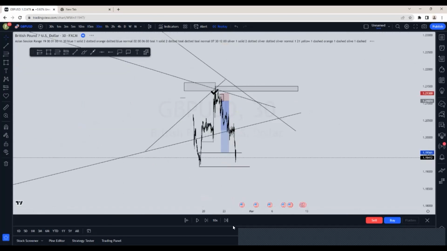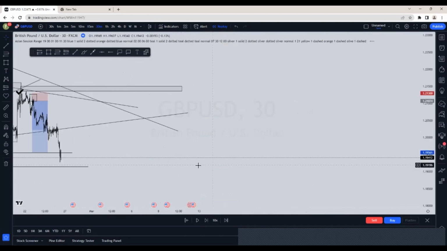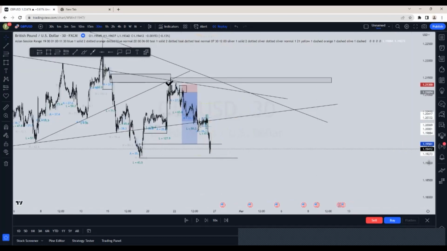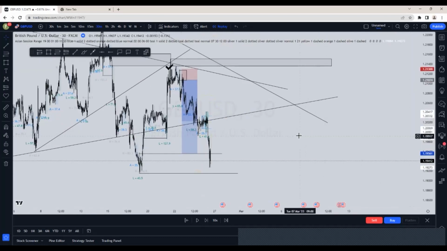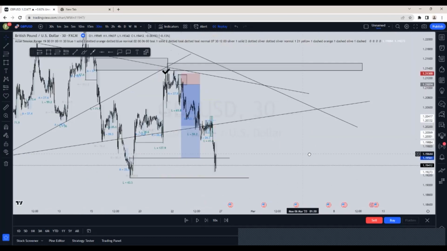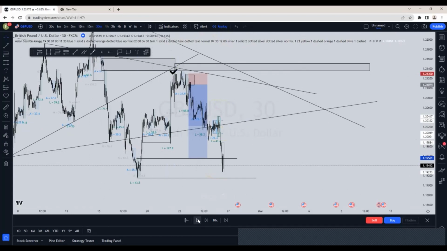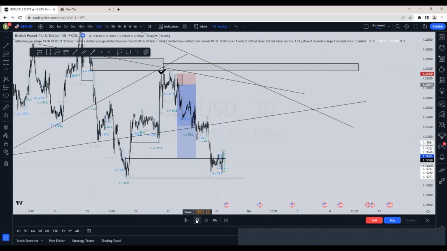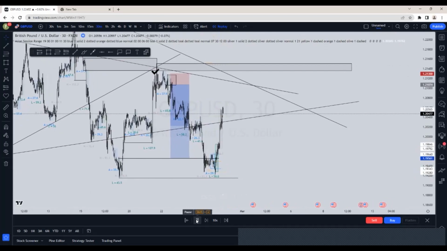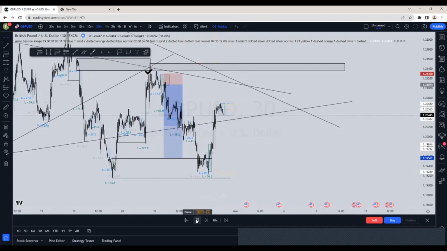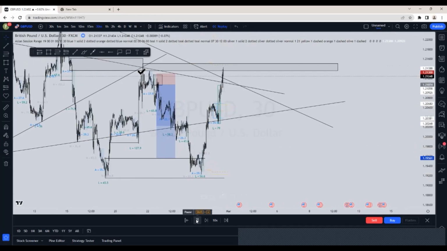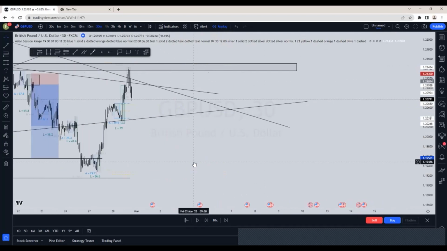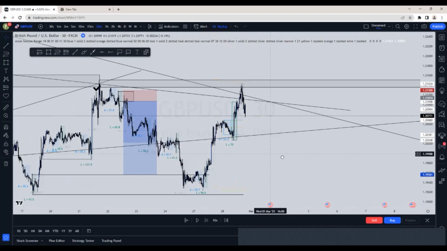Okay, so let me go to 30 minutes and see, and make price do something meaningful for me. All right, so let's play. And we had price started moving up. Okay. Now we can see another area right here.